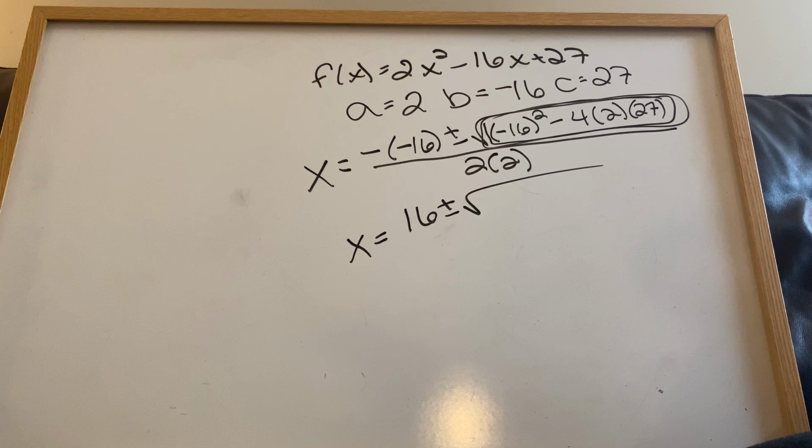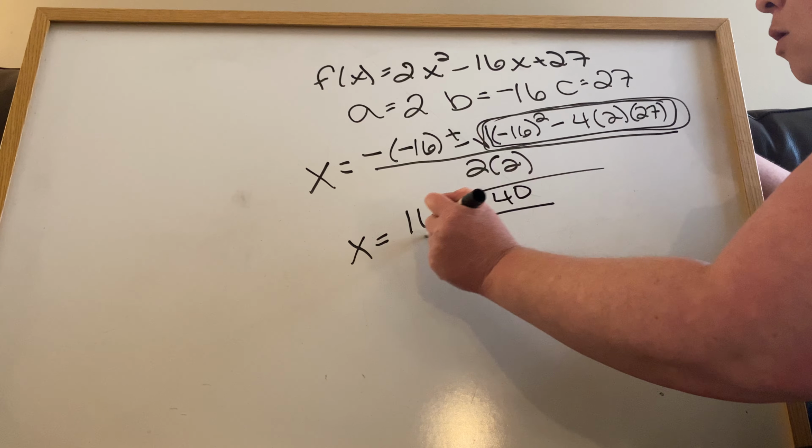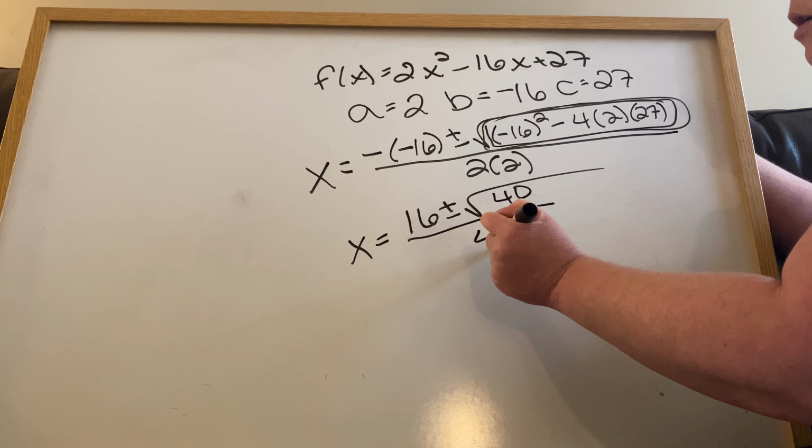So I'm going to do that real fast because I don't know what the number is off the top of my head. Okay, then you end up with 40 over 2 times 2, which is going to be 4.